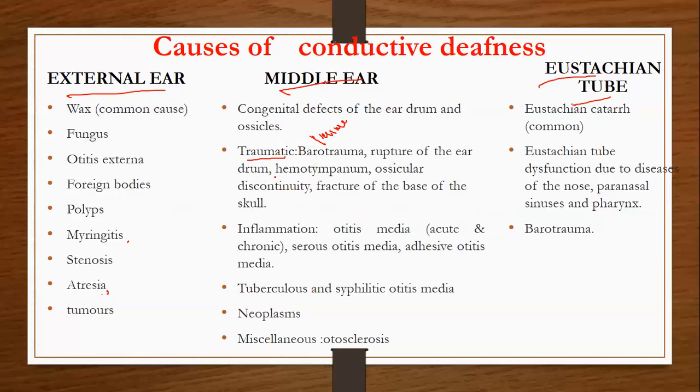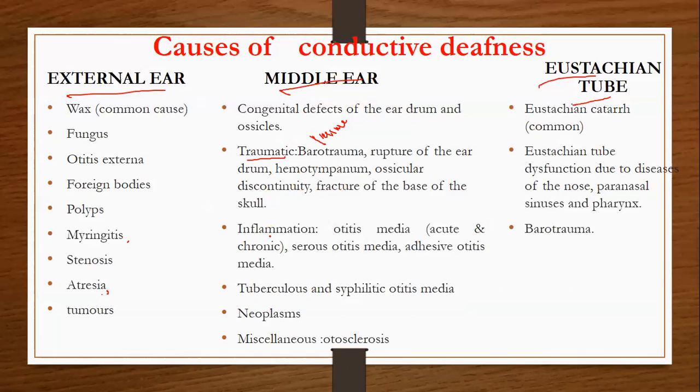Then rupture of the eardrum, and hemotympanum, which is an accumulation of blood within the middle ear. And ossicular discontinuity, because the ossicles are arranged in an order: malleus, incus, stapes. So a discontinuity in this order, or a fracture of the base of the stapes, can also affect the middle ear function and lead to conductive deafness.